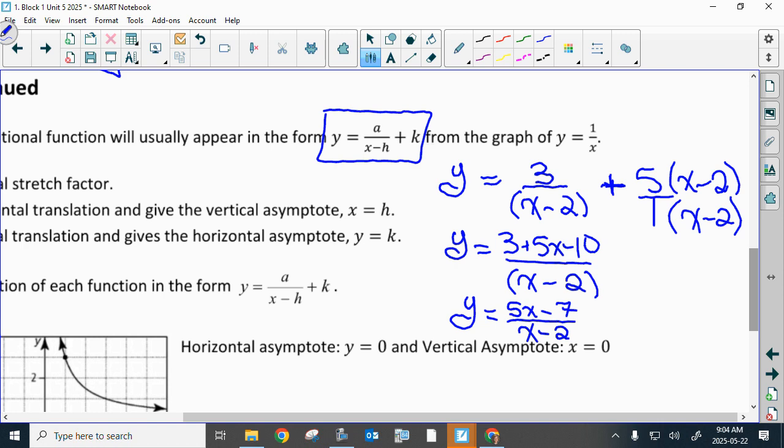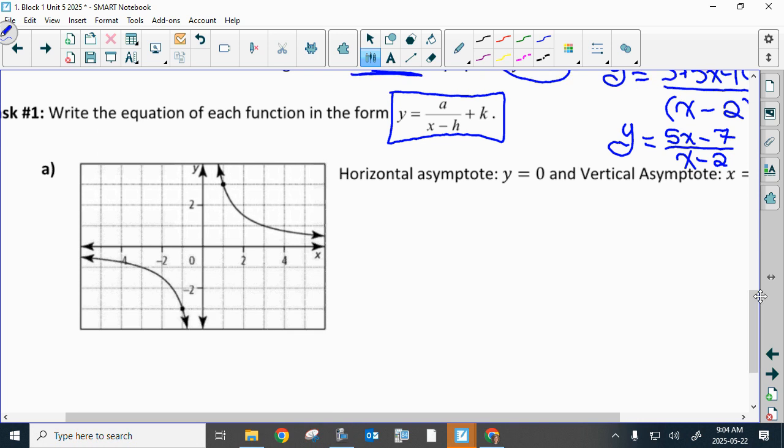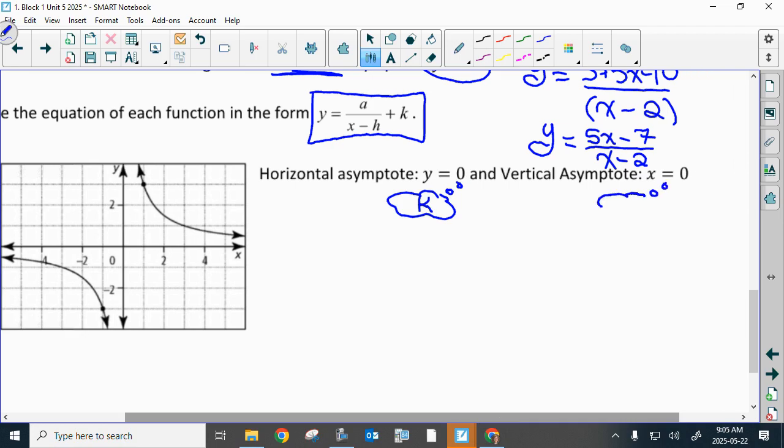But it's kind of handy for you to know how to develop this equation as well. So it says write the equation of each function. If you're going to memorize anything, you need to know that your x equals h is your vertical asymptote, and your y equals k is your horizontal asymptote. And there's always the potential for an a value. So here it says horizontal asymptote, y equals 0. Remember that when you're thinking y's, you're thinking k's. Vertical asymptote, you're thinking h's. Because that's an x equals, you're thinking that changed the h.